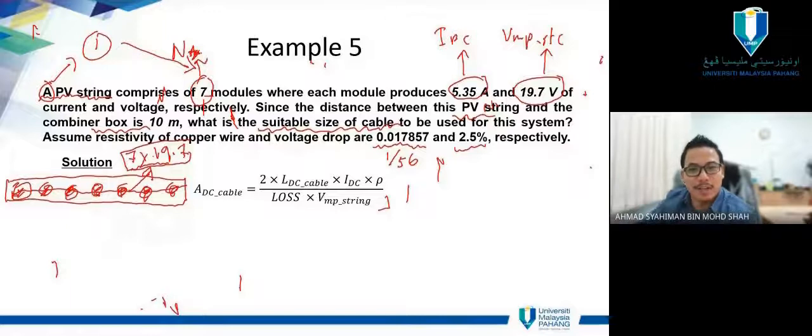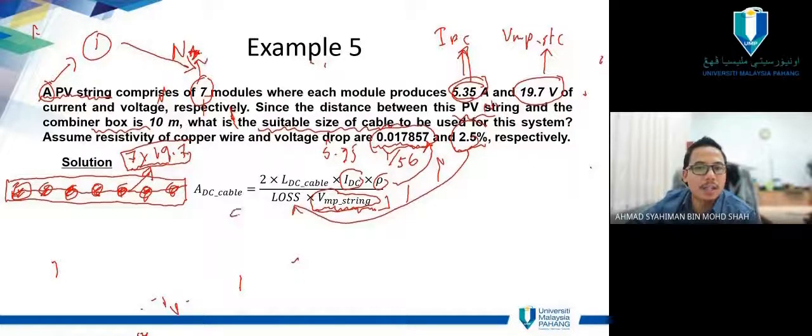So, maksudnya yang tu akan efek kat mana? Yang tu akan efek kat sini. 7 darab 19.7 tu akan masuk ke sini. Okay, settle. Dan apa lagi? Ada 5.35 IDC. Okay, settle. Alright. Then ada row, masuk terus ni. Lepas tu ada 2.5%, yang ni sub, masuk sini. Maksudnya akan jadi 0.025.